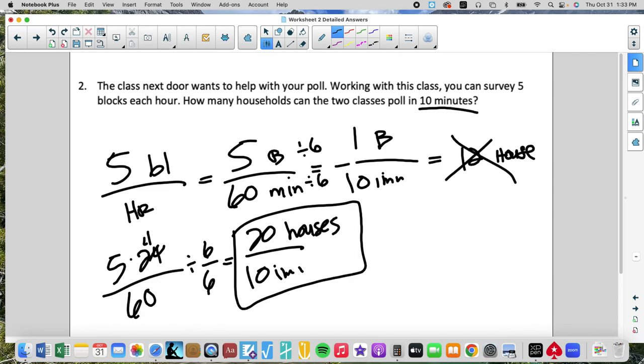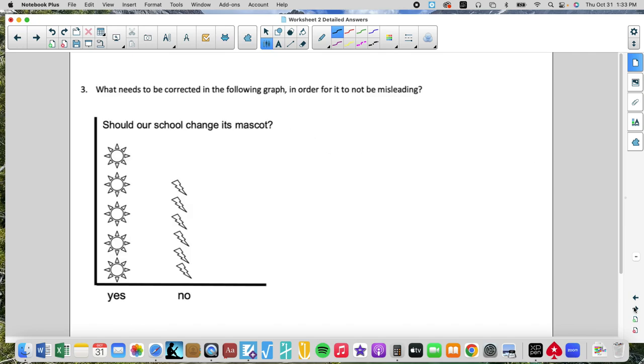That's why taking your time is going to be important. Now, it is really about efficiency. How can you go fast without being wrong? What needs to be corrected in the following graph in order for it to not be misleading? Well, they have to align. So this is 1, 2, 3, 4, 5, and this is 1, 2, 3, 4, 5, and then this last lightning bolt should be up above this if this is going to be 6. So there's an uneven sizing of the pictograms. Yeah, that's easy. That's nice.